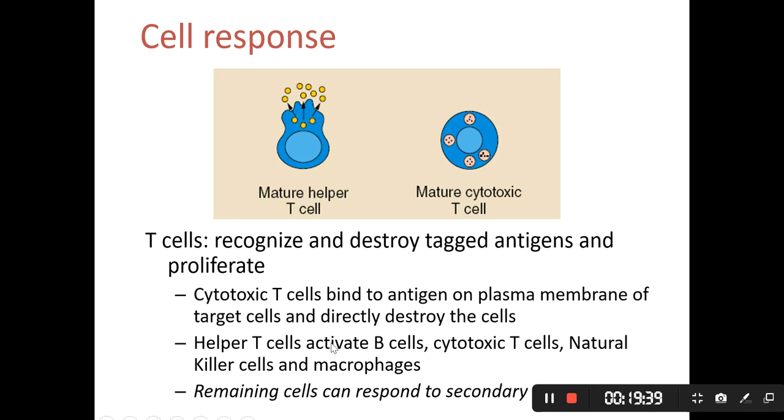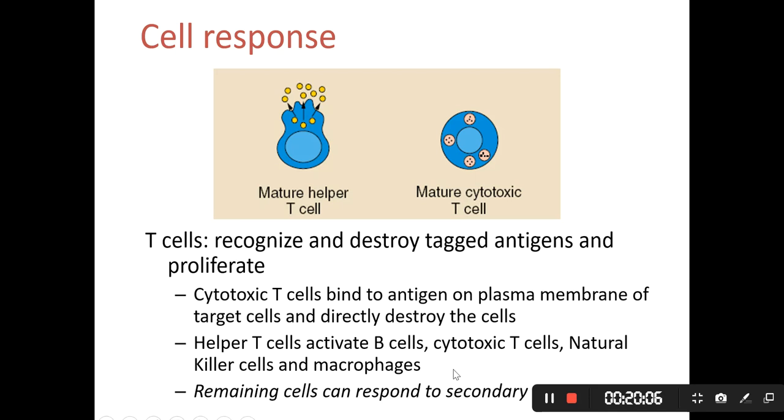Helper T cells, there are two types in T cells. So there is one cytotoxic which will go and bind and kill it, and then there are helper ones which will activate the B cells, saying, okay, I cannot fight against this whole thing on my own. It will also call the B cells, the cytotoxic T cells, the natural killer cells, the macrophages, the whole army to fight against the antigens. Okay, so that is what helper T cells do.